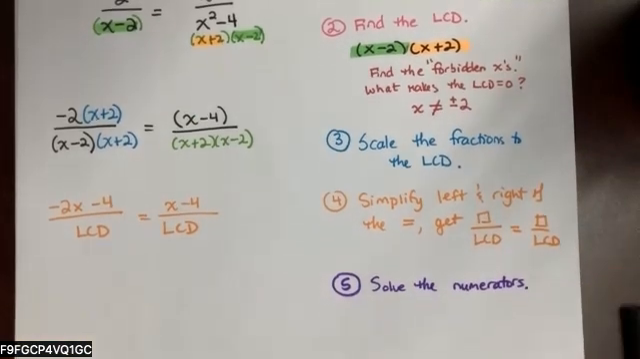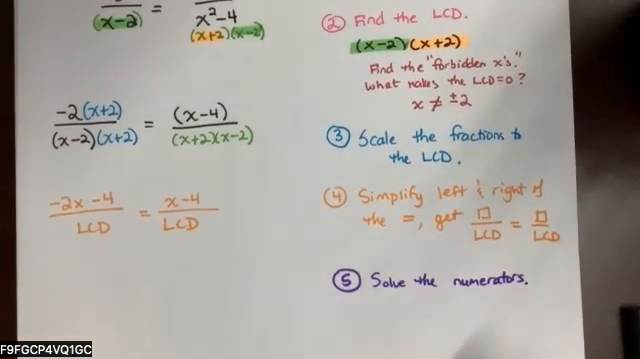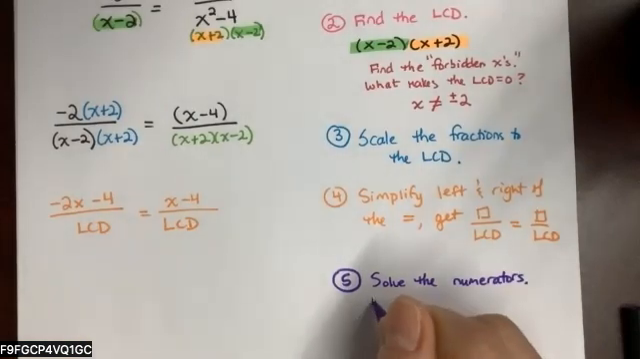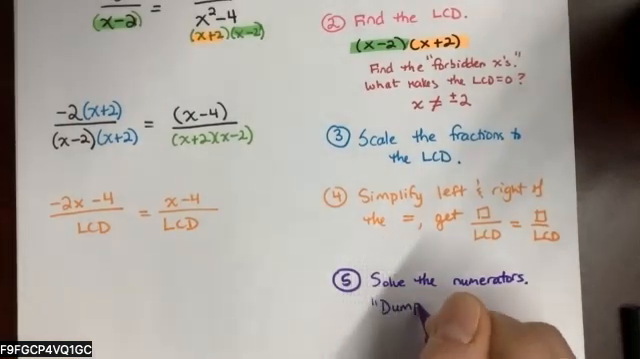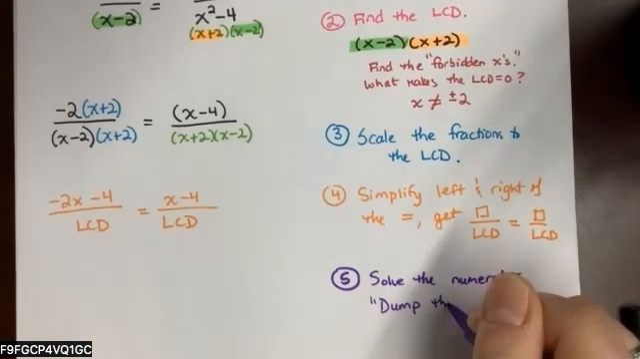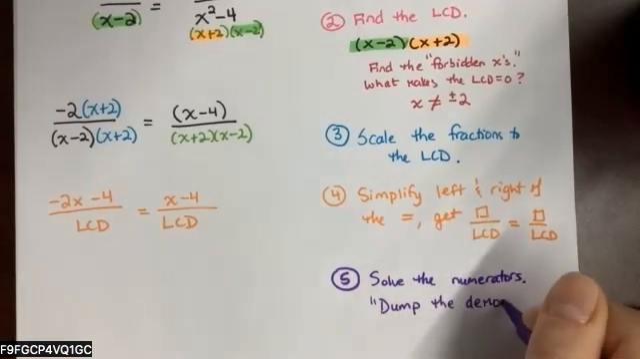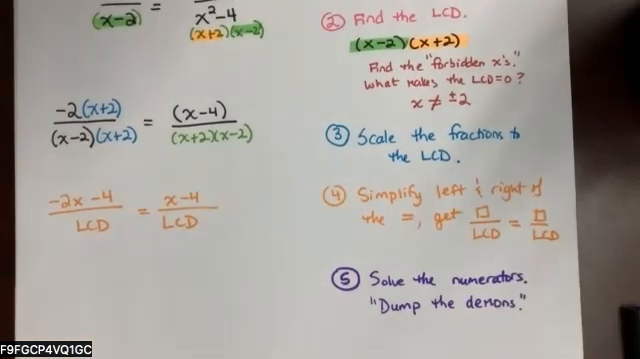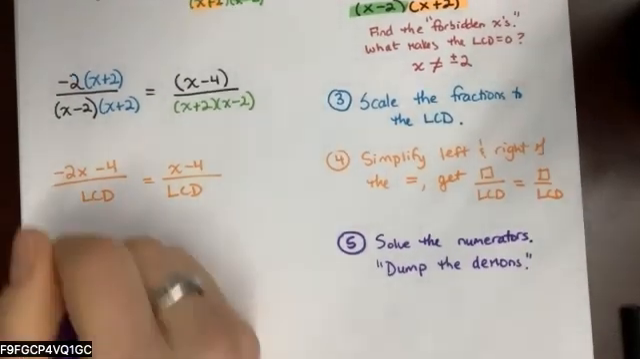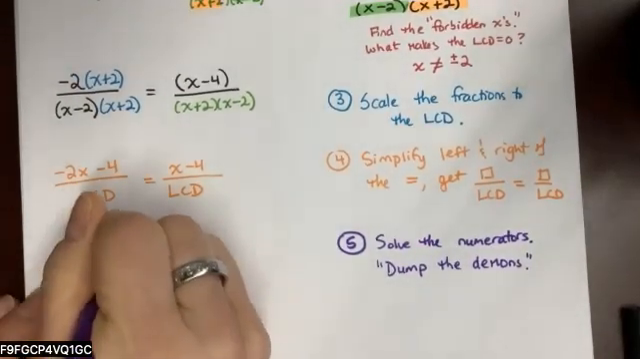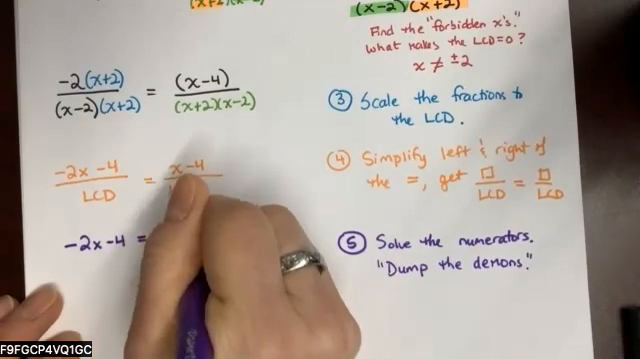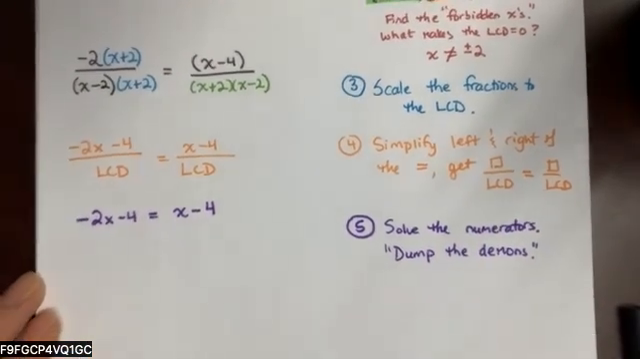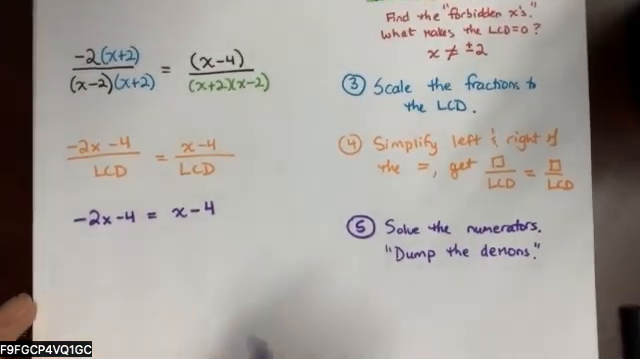And a lot of times I'll just say for short, let's dump the denoms because I'm too lazy to write denominators. But then that a lot of times looks like demons instead of denoms. So in this case, I like to say, let's dump the demons. Let's just get rid of our denominators because fractions are evil. And we dump our denominators. We set our numerators equal, and now let's solve.